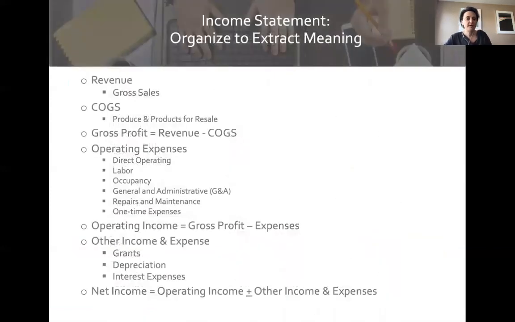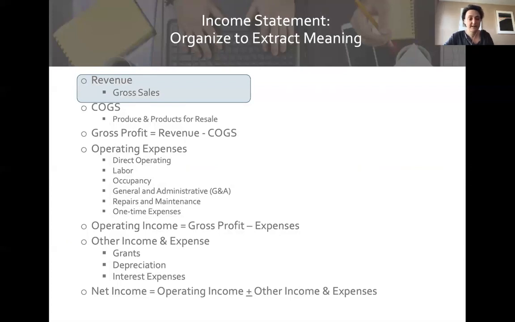So when we set up our income statement and our chart of accounts, we want to be thinking again about the outputs and how it is going to look on our income statement. I like to organize the income statement in a way that allows me to extract meaning. So top line is revenue. I'm in the business of selling produce, meat, dairy, fibers. What did I bring in through my primary source of business?